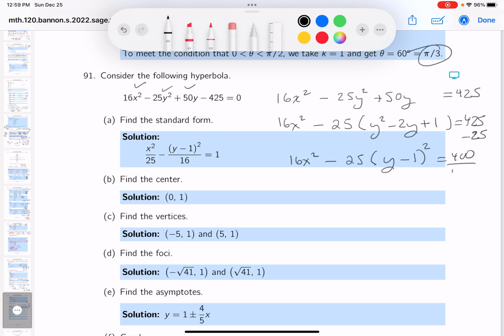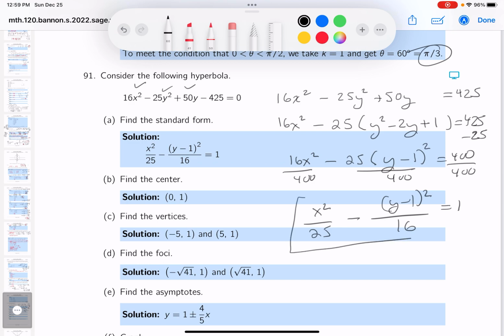The next thing I would do is divide both sides by 400. And what do you get there? Well, you get 1. You get y minus 1 squared, and let's see, that goes in 16 times. And this would be x squared, and that goes in 25 times. So I'm going to commit to this answer as standard form. And let's see if we got it. X squared over 25 minus y minus 1 squared over 16. Yeah, we did good. All right.